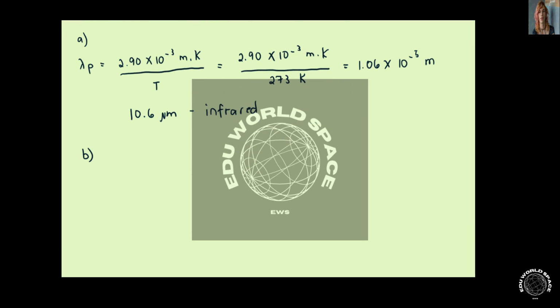Okay, so the next substance is a floodlamp at 3100 Kelvin. Using the same equation, lambda p equals 2.90 times 10 raised to negative 3 meter Kelvin all over the black body temperature, which this time is 3100 Kelvin. Okay, so this will give us 9.35 times 10 raised to negative 7 meter.